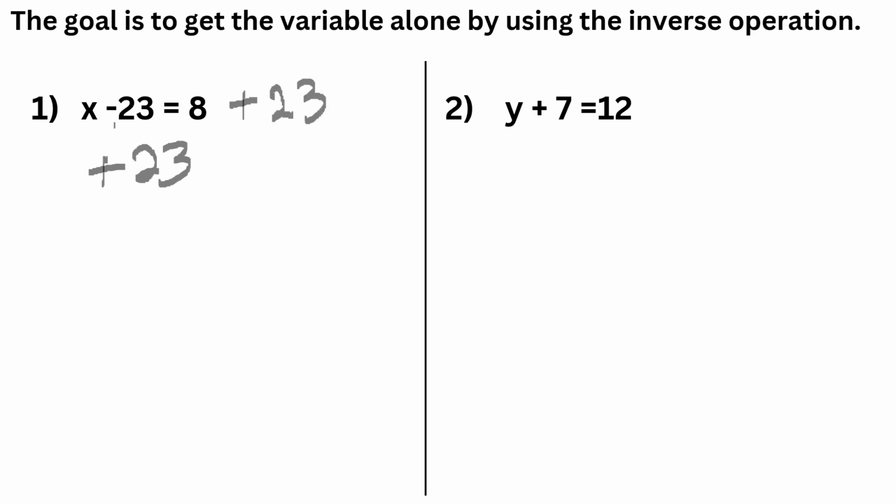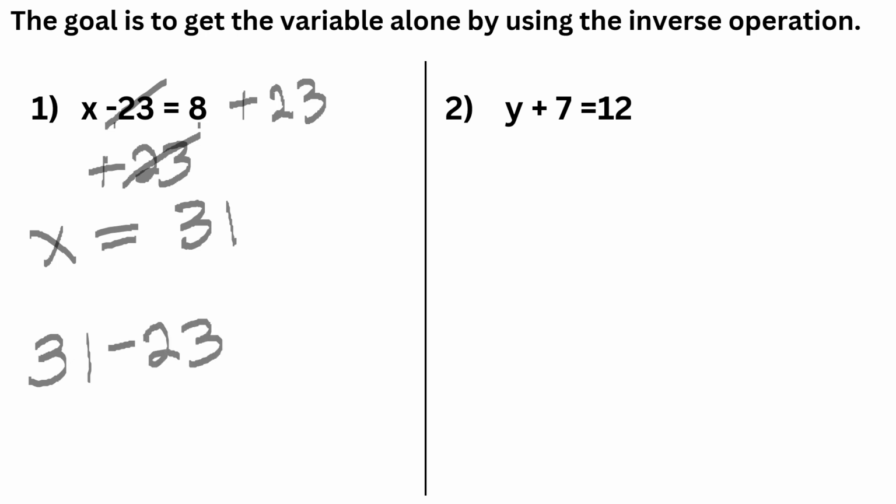So 23 cancels out 23. And then x is going to be 8 plus 23, which is 31. So x is equal to 31. In order to check your answer, always check your answers to be sure you have a correct answer. So it's going to be 31, because x is now 31. 31 take away 23 is going to be 8. So we have the correct answer.